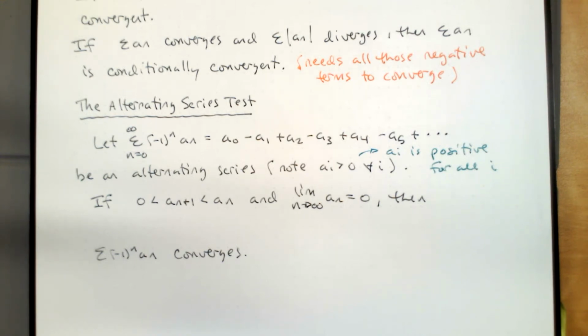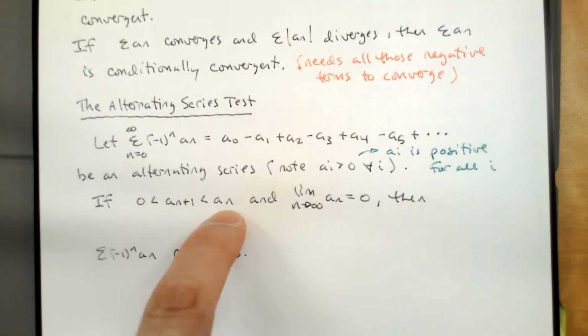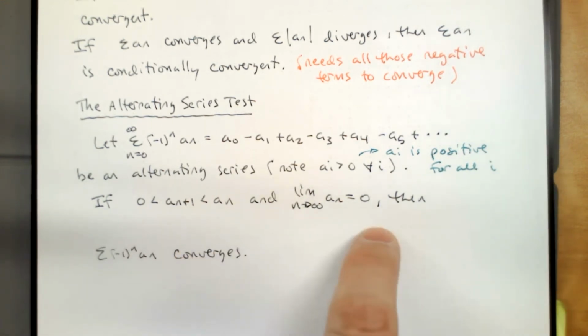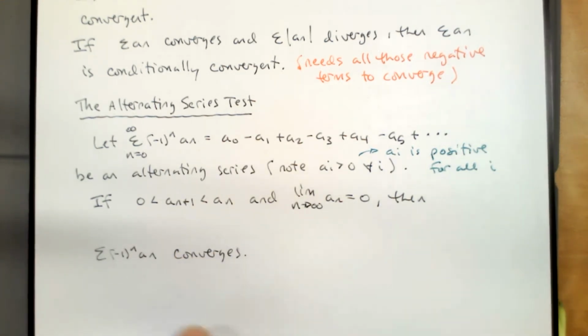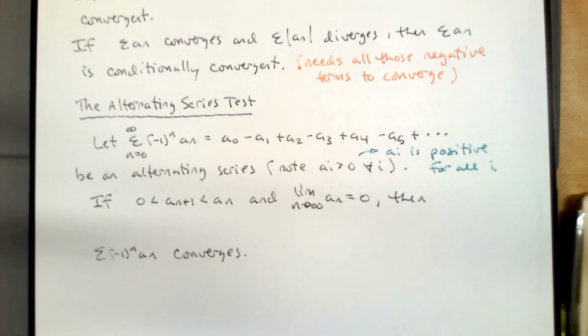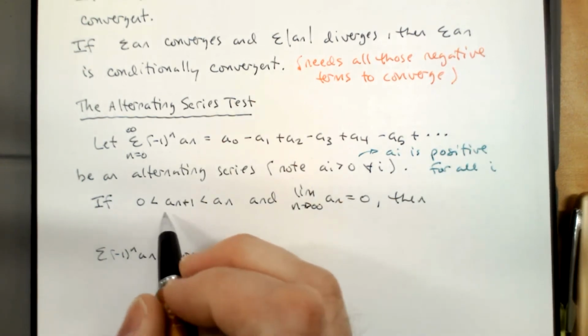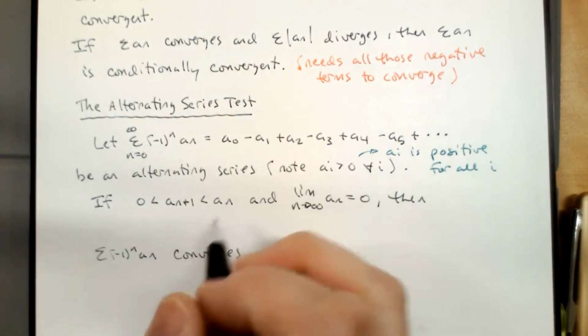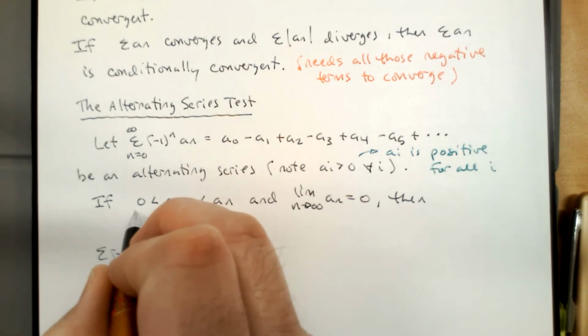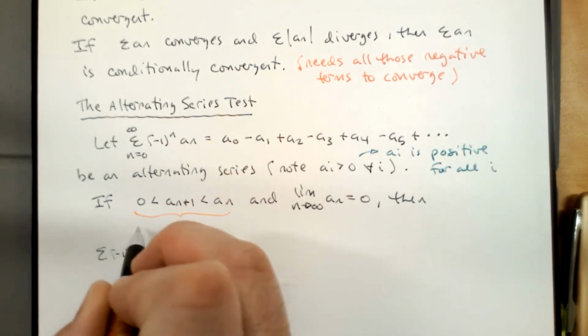The alternating series test says that if we have an alternating series, if the terms decrease, that's what this first piece means, if the terms decrease and the terms go to zero, then the series converges. Let's make a note of what we're talking about here. So here, zero is less than a_{n+1} is less than a_n. This is just saying that the terms decrease.